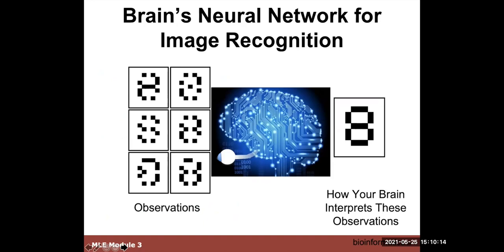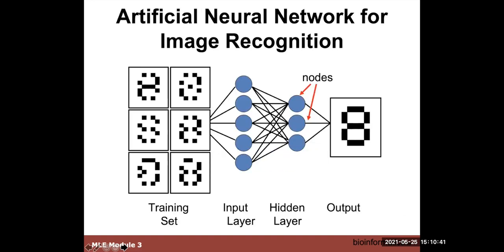So we can take a whole bunch of observations, and here I've got corrupted numbers of the number 8 in digital form. Most of us, if we looked at those, would realize that those all look like the number 8. And so we'd be able to fill in the missing data. We'd be able to impute or interpret and say, yeah, these look like slightly corrupted information loss, but with the number 8. So that's image recognition.